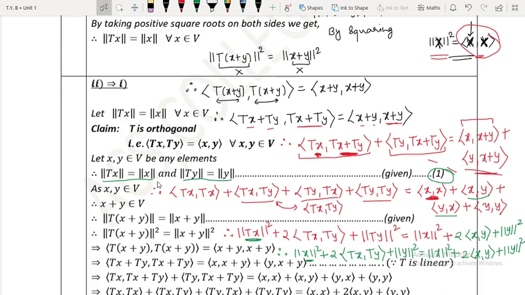Now simply the simplification part, so this will get cancelled out, and therefore what will be left is that twice the inner product of tx with ty will be equal to twice the inner product of x with y. Later on cancelling out this 2, you will get the inner product of tx with ty equal to the inner product of x with y, right? And I hope that is what we wanted to prove, and this is true for all x, y belonging to V, and therefore T is orthogonal, right?